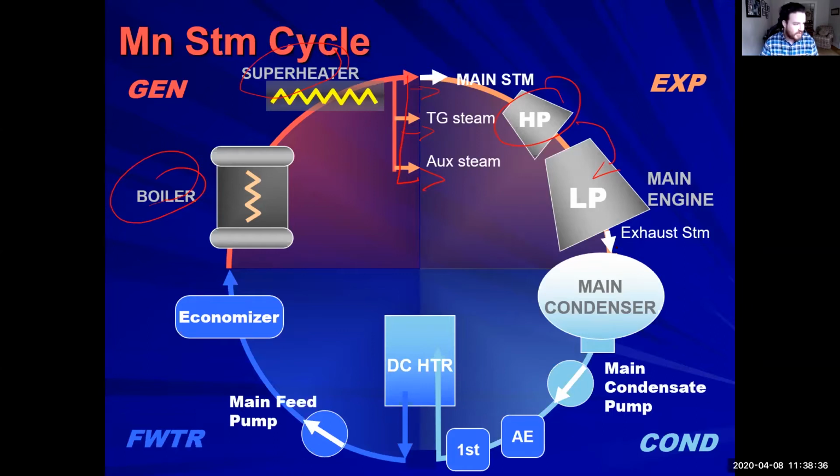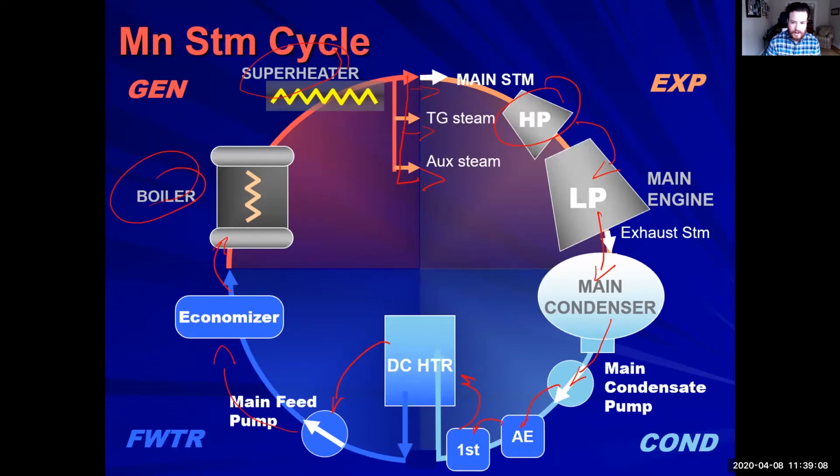We directly go into our low pressure turbine from there. And by the way, these slides will be posted after class today. Our low pressure turbine is going to go right into our main condenser, from our main condenser into our main condensate pump. Then we go to our air ejector to our first stage heater. From there to our DC heater. From the DC heater down to our main feed pump. From there to our economizer and back into the boiler. That is our basic steam water cycle.